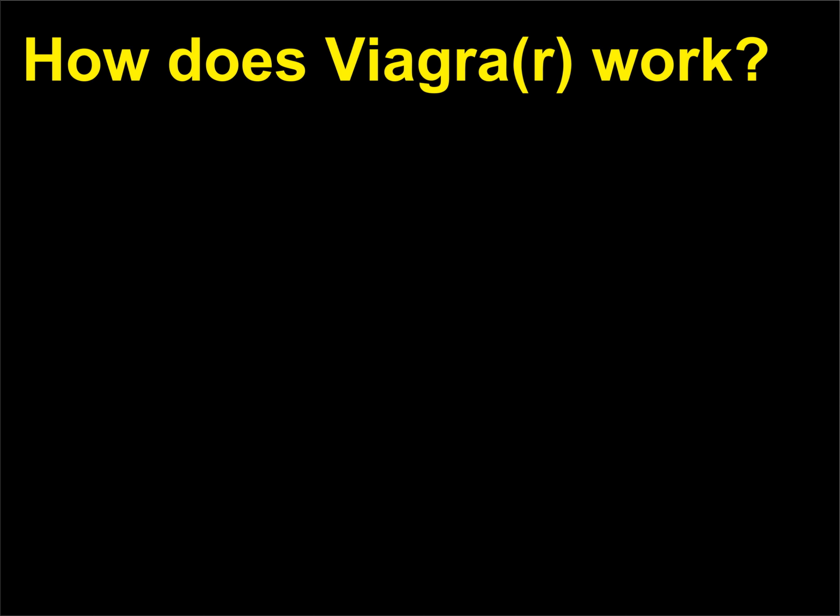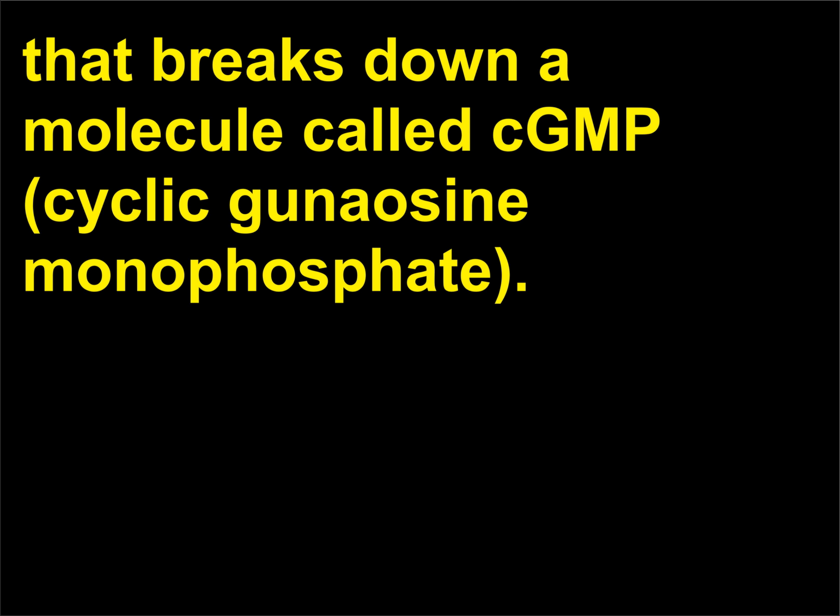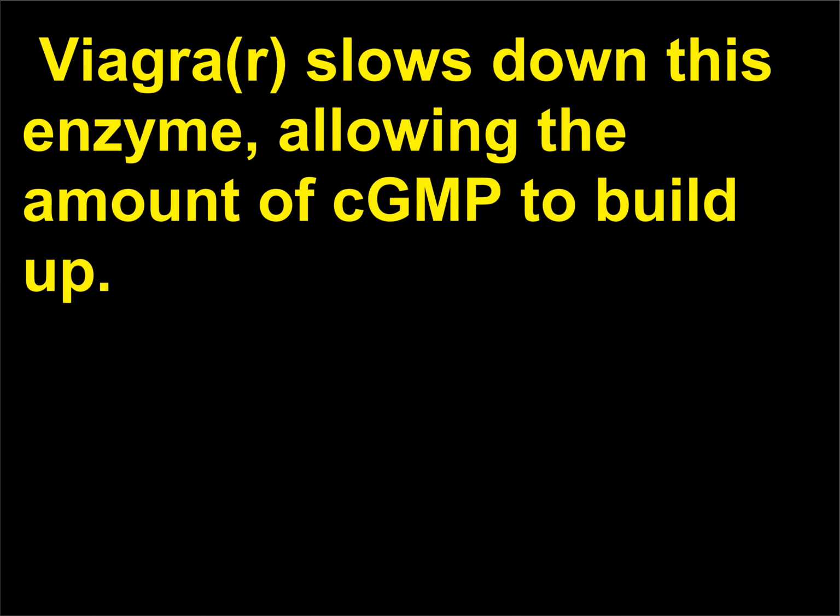How does Viagra work? Viagra, or sildenafil, interferes with an enzyme located in the erectile tissue that breaks down a molecule called cGMP, cyclic guanosine monophosphate. Viagra slows down this enzyme, allowing the amount of cGMP to build up.